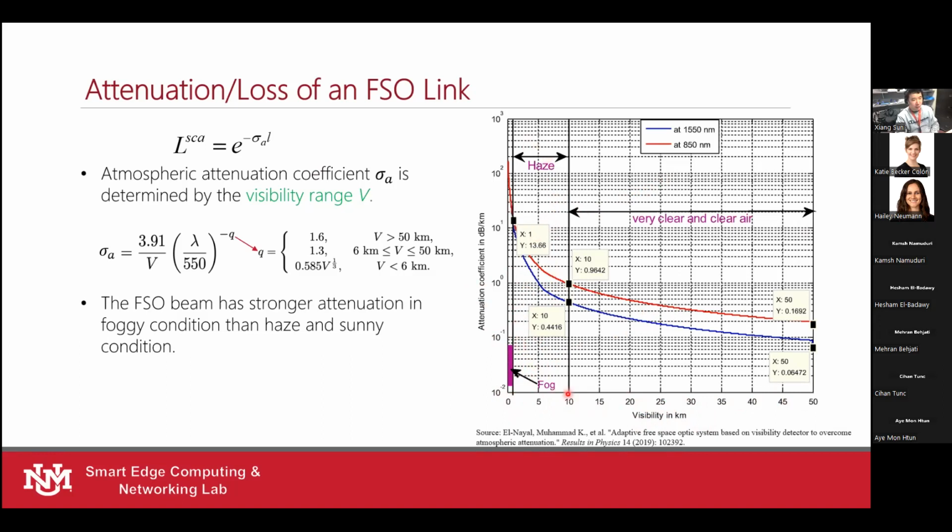If it is between like 1 to 10 kilometers, then we consider it as haze condition. If the visibility range is larger than 10, we consider it is a sunny condition. All right. So we can see here that the y-axis indicates the sigma A, right? So we can see that as the visibility range reduces, the attenuation coefficient also increases here.